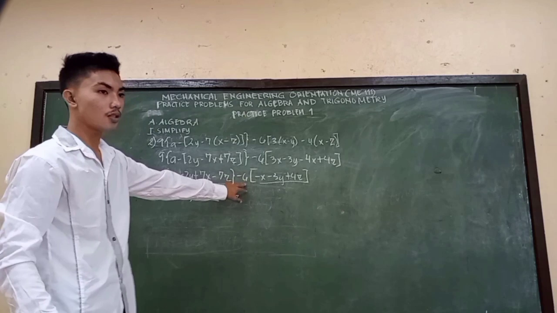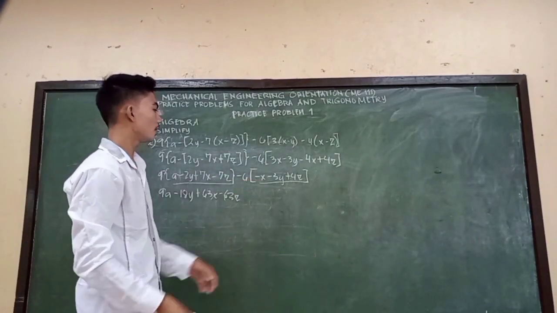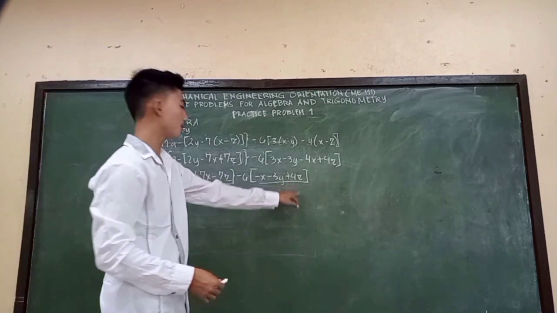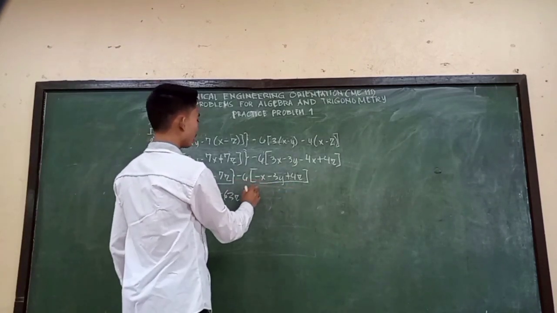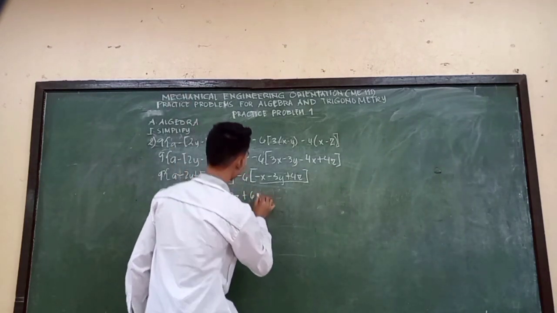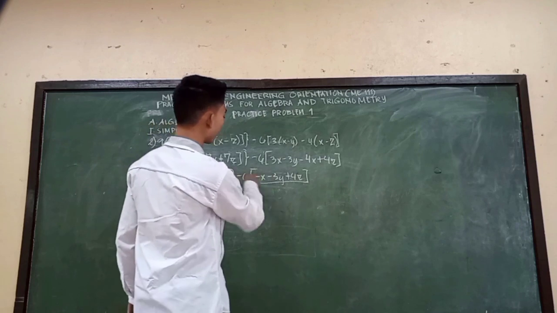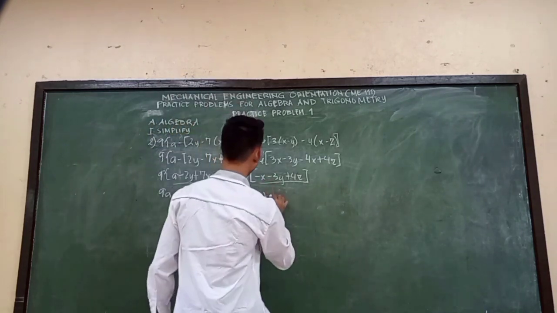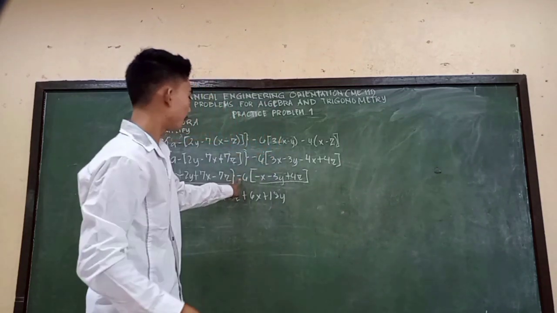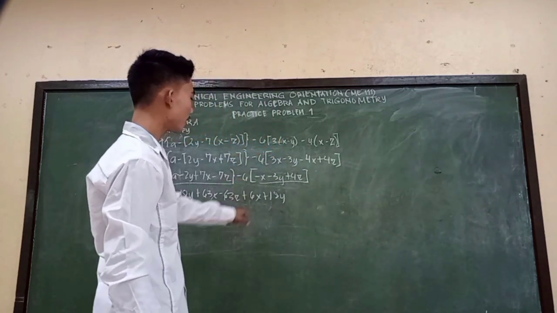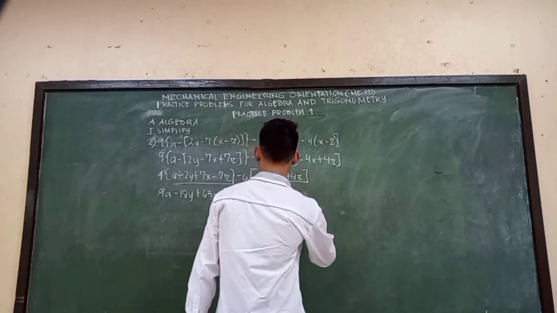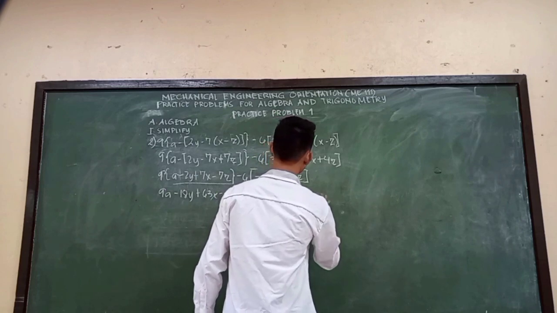Now we will also distribute this negative 6 with this expression, negative x minus 3y plus 4z. Negative x times negative 6, so we'll have positive 6x. Negative 6 times negative 3y will have positive 18y. Negative 6 times positive 4z will have negative 24z.